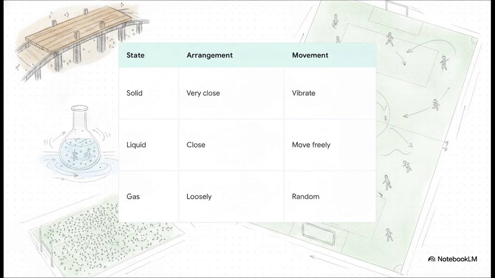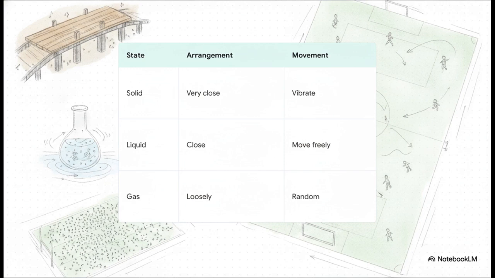Because of this arrangement, solids have a fixed shape, a fixed volume, and are totally incompressible. In a liquid, the particles are still close, but they're arranged loosely, moving freely and colliding with each other. Liquids have a fixed volume, but they take the shape of whatever container you pour them into, and they're very difficult to compress. Finally, gases.